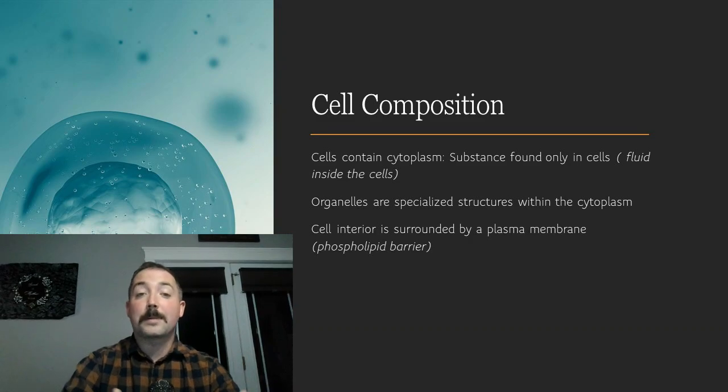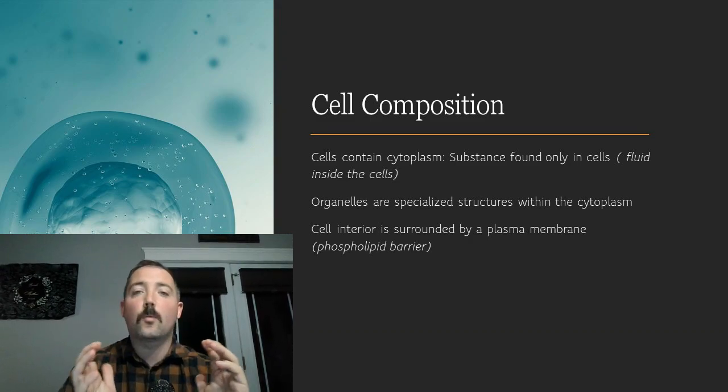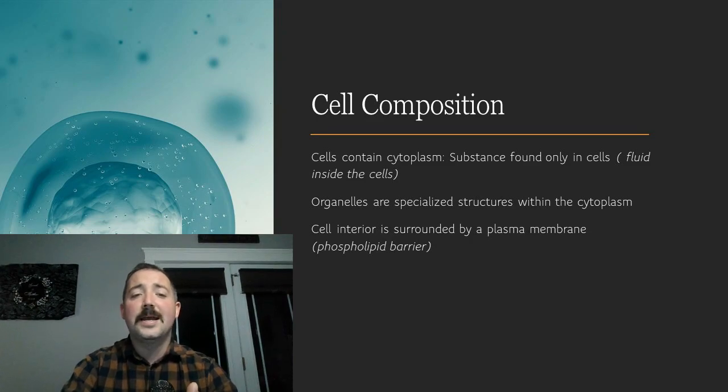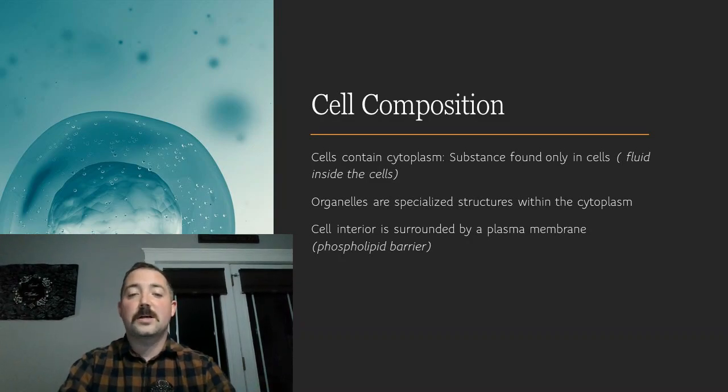So all cells have a plasma membrane, which is the outside wall of the cell. The plasma membrane surrounds the cell and helps keep all the fluid, called the cytoplasm, inside the cell and stops it from mixing with the fluid outside the cell, called the interstitial fluid or extracellular fluid. Inside that cytoplasm, we have the organelles, specialized structures that perform a variety of different tasks inside the cell.